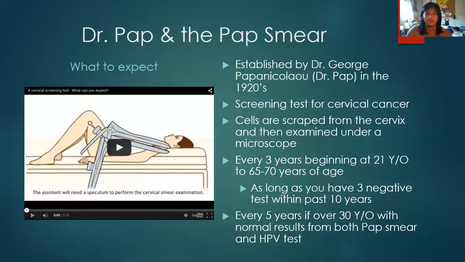examined under a microscope. It's performed every 3 years, beginning at the age of 21 to about 65 to 70 years of age. And as long as you have 3 negative tests within the past 10 years, from 65 to 70, you don't have to schedule any more Pap smears. Every 5 years, if you're over 30 with normal results from both Pap smear and HPV test.